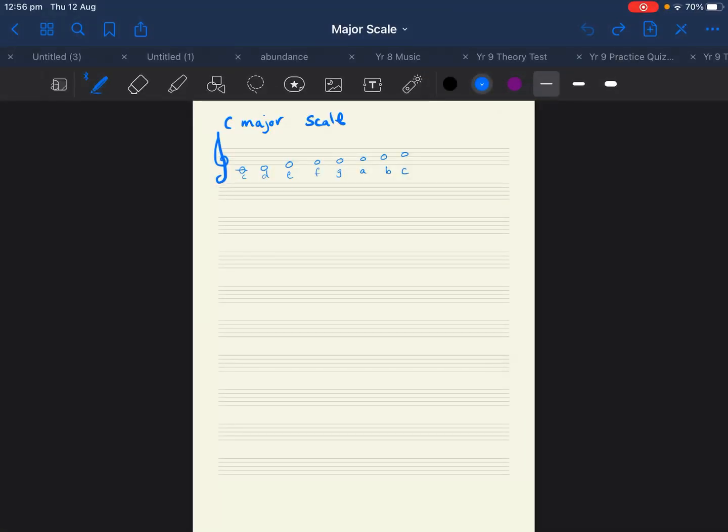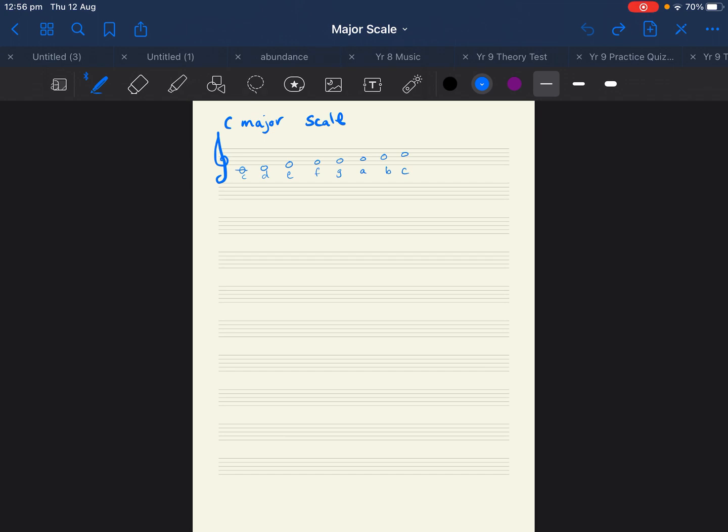Hi, today we're going to talk about the major scale. And scales in general form the basis of all the types of music we listen to. And the major scale uses a particular structure. So I've written here the C major scale, which all of us have heard.